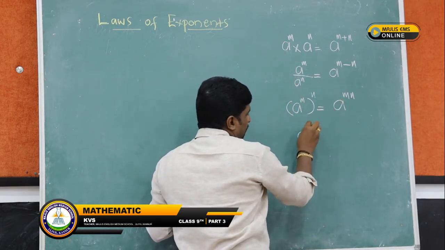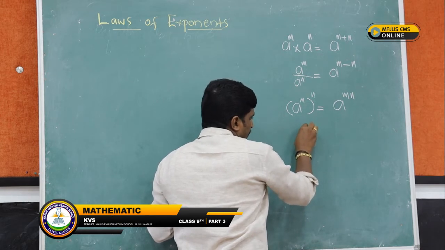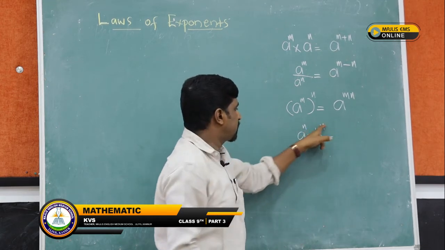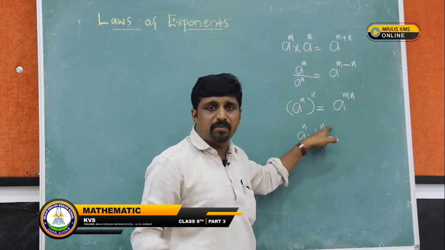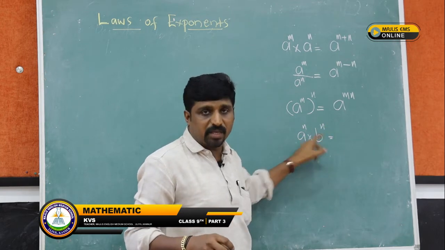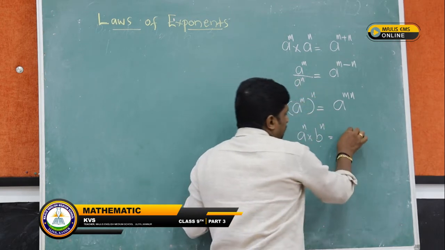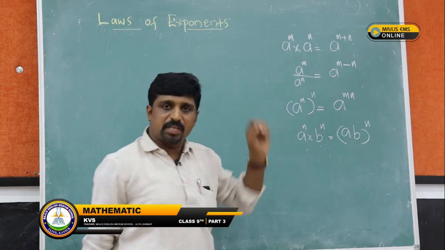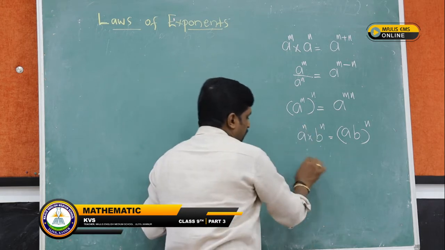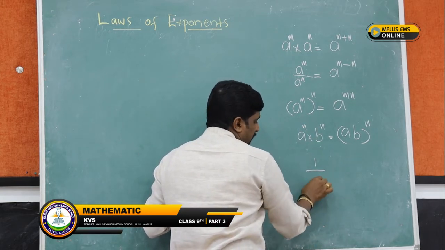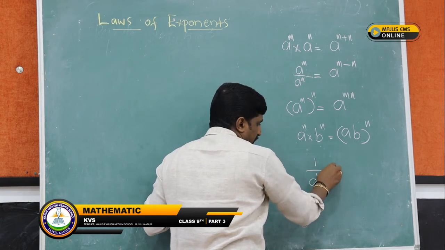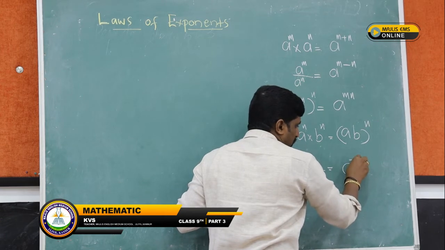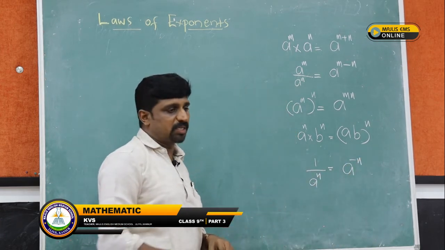Same way, a raised to n into b raised to n. The power is same, only the base will change. The same power n is there, but here a and b are there. Okay, a raised to n into b raised to n can be written like this: ab whole raised to n. The same power. And one more we need to write: 1 by a raised to n. The power is in the denominator like this. 1 by a raised to n can be written as a raised to minus n. Like this we need to write.